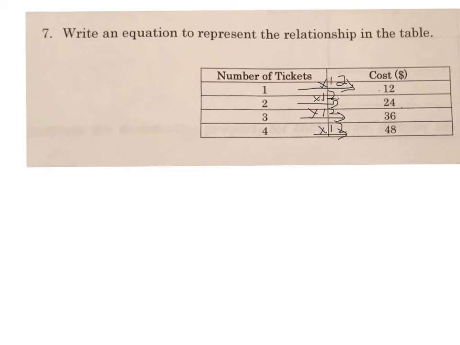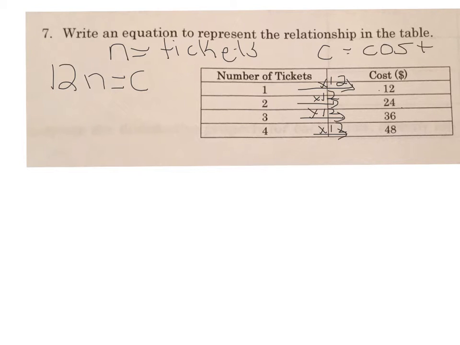So I would say 12n equals C. And always remember to tell us what your labels represent. So n is my number of tickets, and C would be my cost. Or you could also do x and y. If you wanted to say 12x equals y, you could say, okay, x is my tickets and y is my cost.